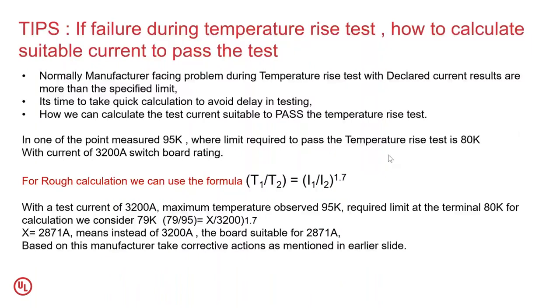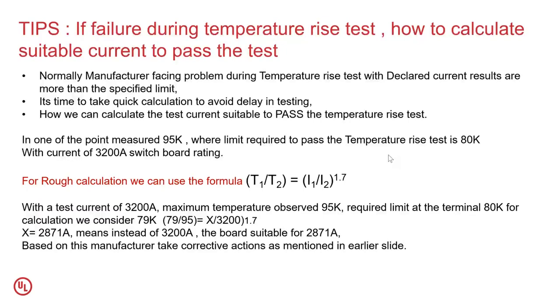Some more tips: if there is a temperature failure during the temperature rise test, how to calculate a suitable current to pass the test. This is only a rough estimate, my dear guys. Example: normally when you are in the test bay where your product is failing during temperature rise, you need to take a quick call on what current it may pass. Example I'm giving you: at one point you measure 95K, where the limit of temperature rise required to pass is only 80K. Just an example, the switchboard rating is 3200 amperes.